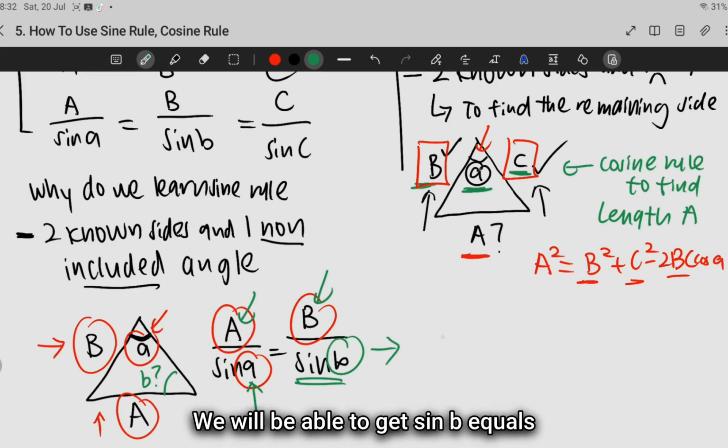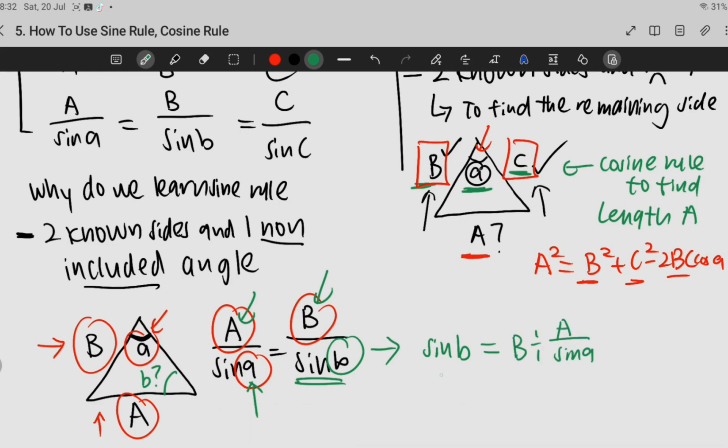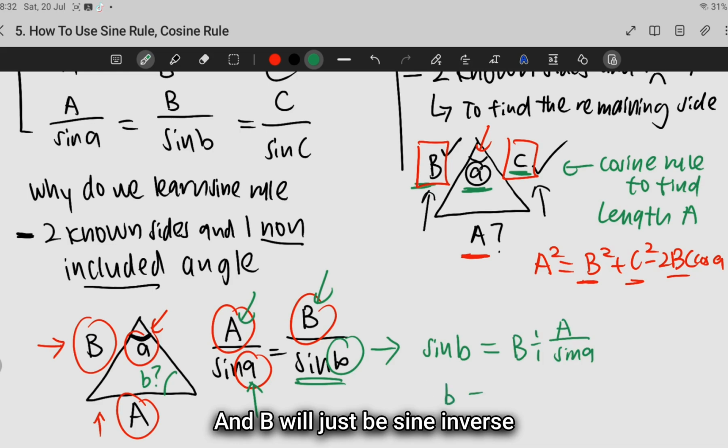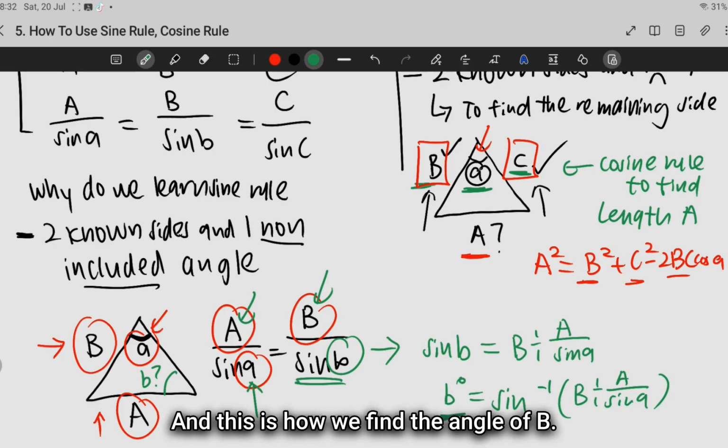We will be able to get sine B equals B divided by A over sine A. And B would just be sine inverse B divided by A over sine A. And this is how we find the angle of B.